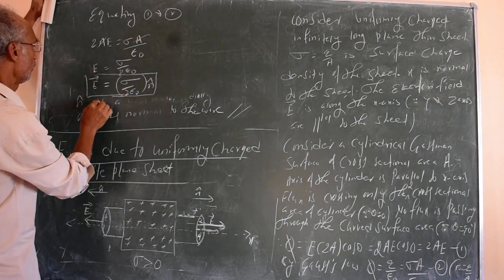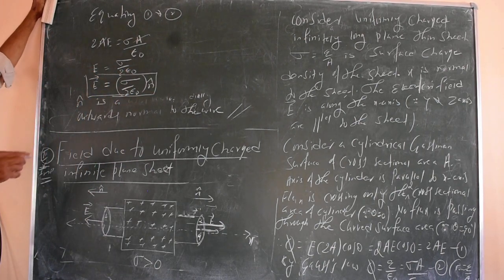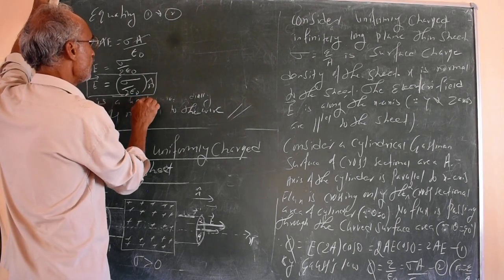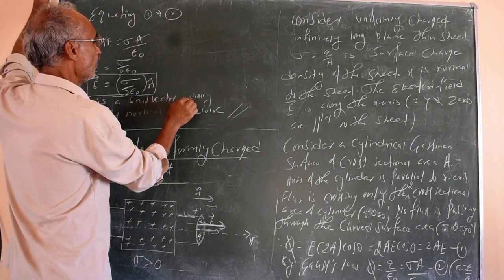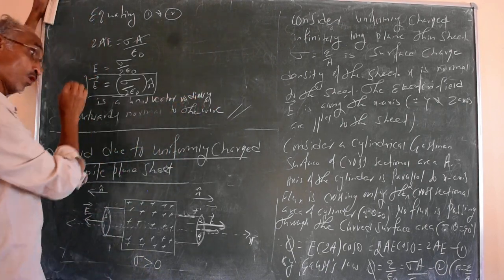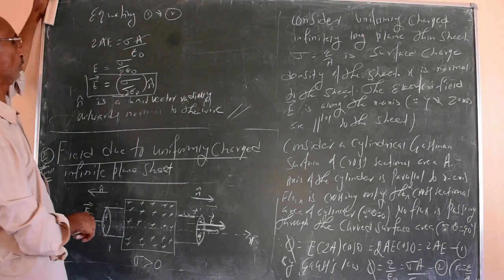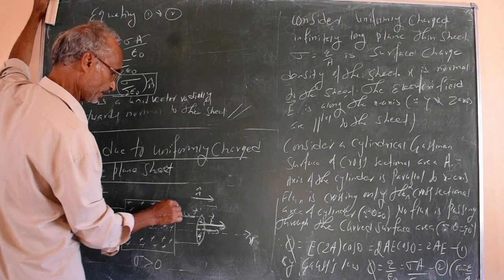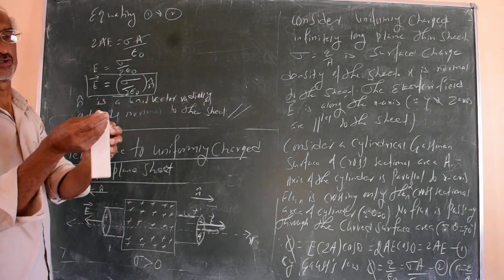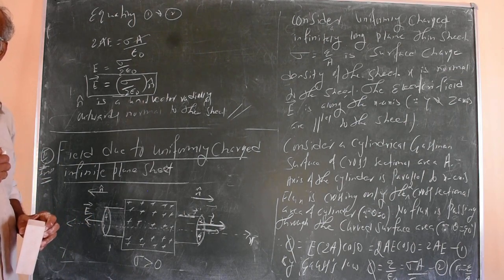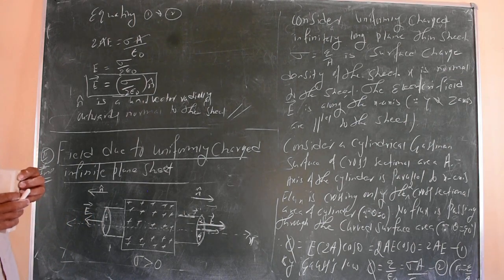This is the end of the derivation, where n cap is the unit vector radially outwards, normal to the sheet. The n cap is normal, meaning perpendicular to the sheet, radially outwards. But n cap being outwards does not mean that the field is always outwards.